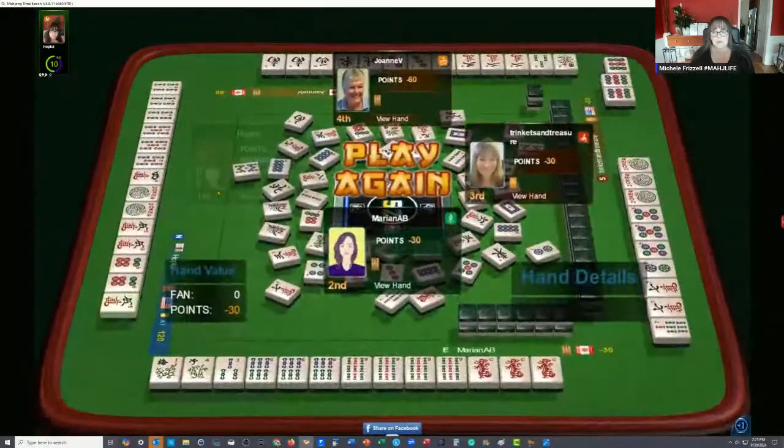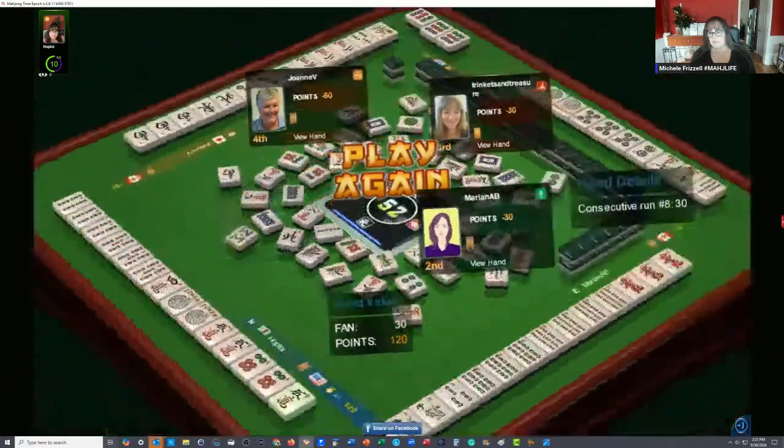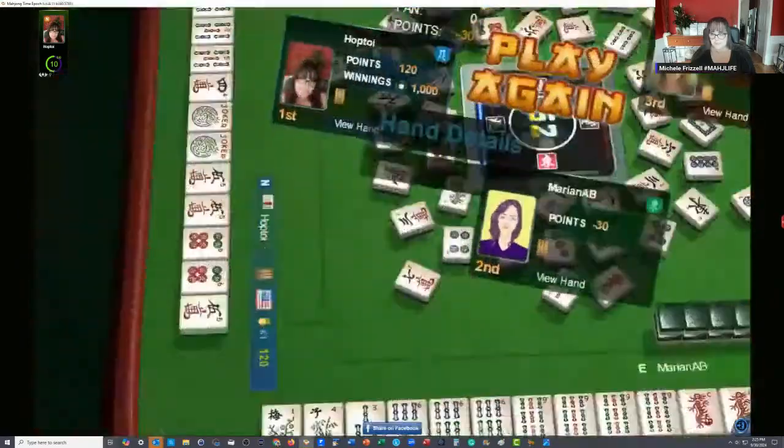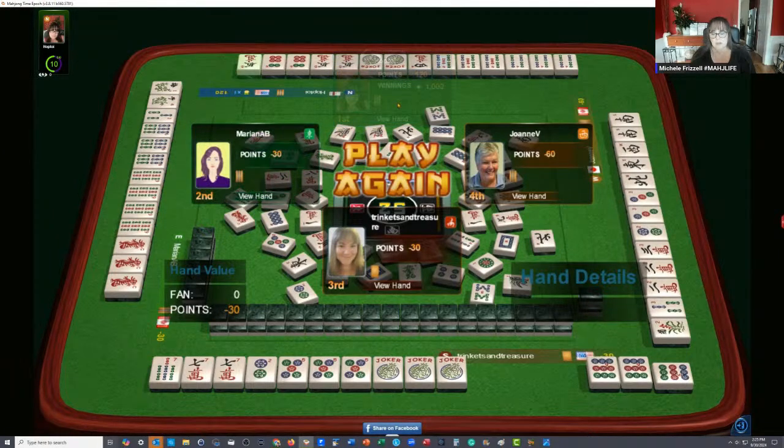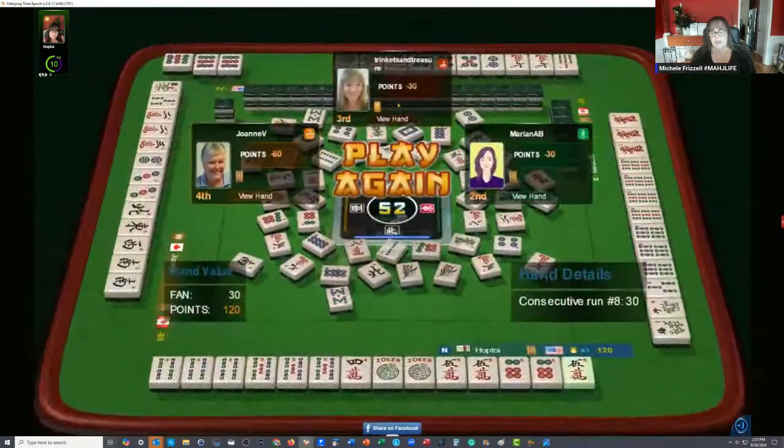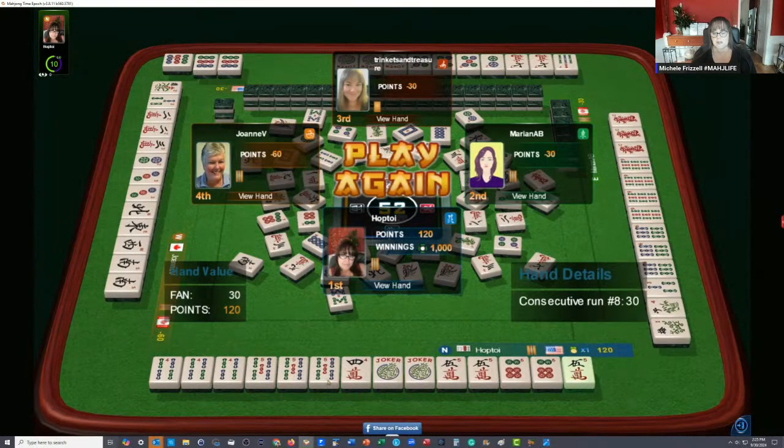This is the player who, no. Where are we? Right over here. This is the player who delayed their offer. And they do play with me, so they might have been waiting for me to offer.